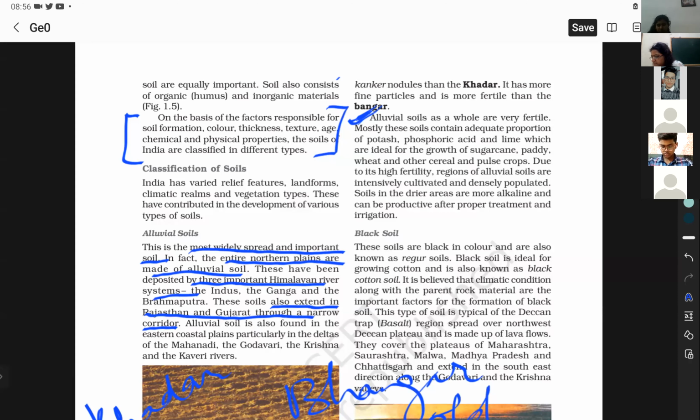Soils in the drier areas are more alkaline and can be productive after proper treatment and irrigation. That's it, we will read only this much.